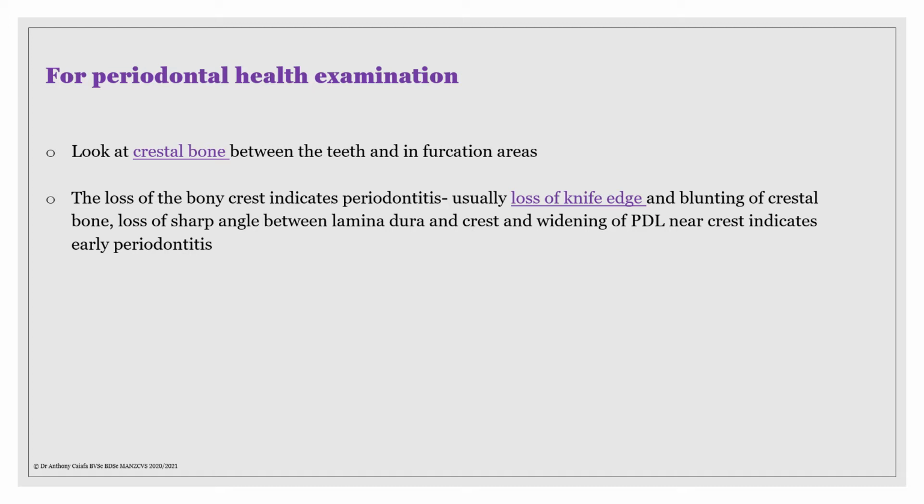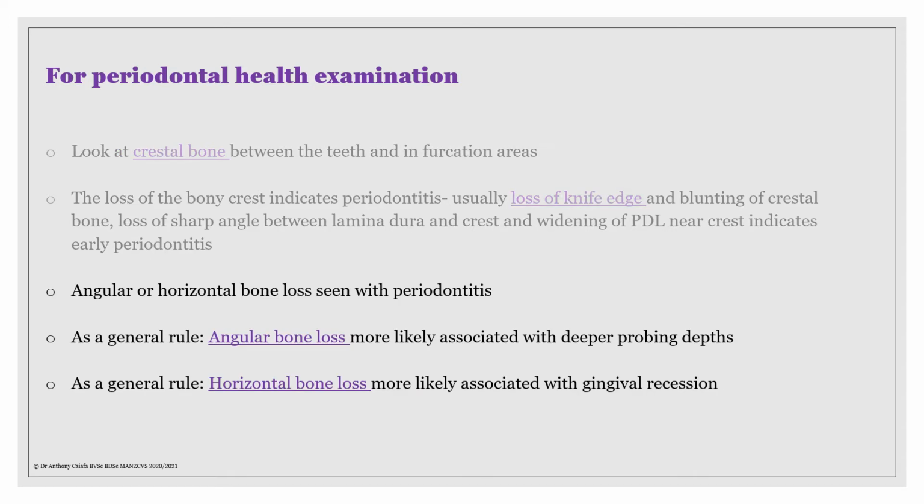Usually in healthy crestal bone, we have a knife edge crestal bone. If we lose this knife edge and we get blunting of the crestal bone and loss of the sharp angle between the lamina dura and the crest, or widening of the periodontal ligament space at the crestal bone area, then these are signs of early periodontitis.